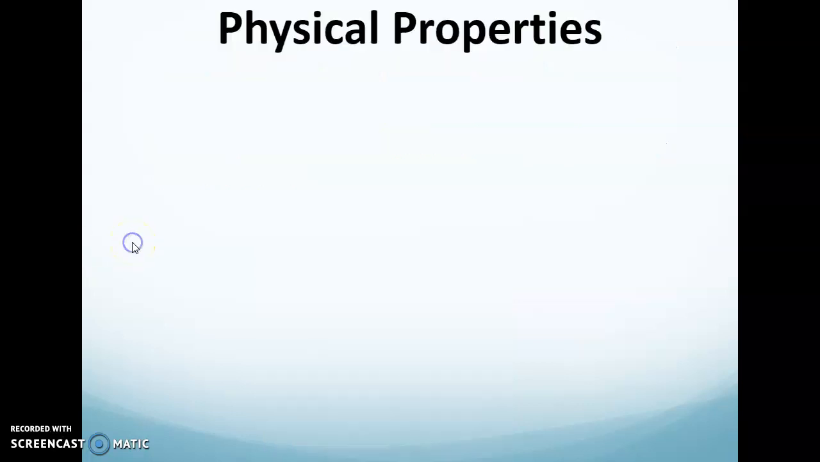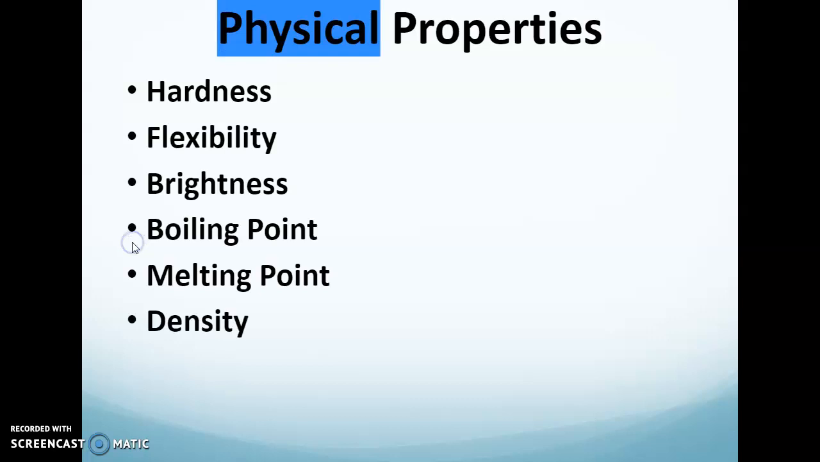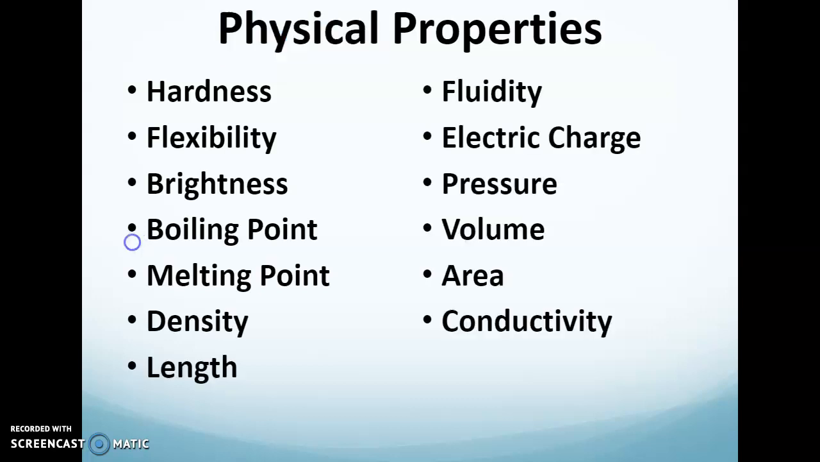Now, examples of physical properties are hardness, flexibility, brightness, boiling point and melting point. We'll be using that a lot in class. Density, looking at the length of an object, fluidity, electrical charge, the pressure, volume, area, conductivity if it has electrical charge, and the luster of the object as well. So all these are just different examples of physical properties, ones that we can observe within a lab setting or ones that we can also measure as well.